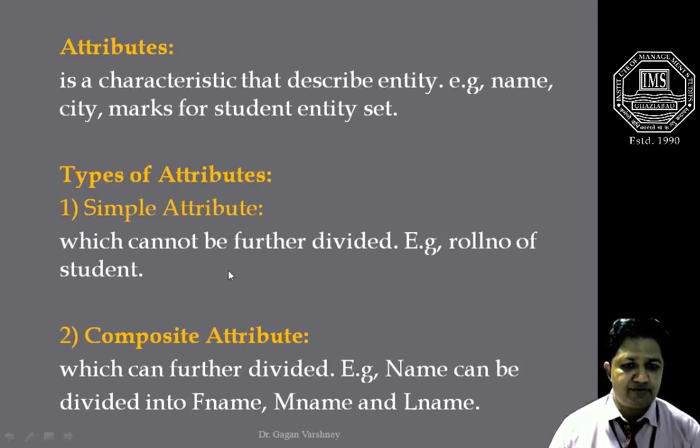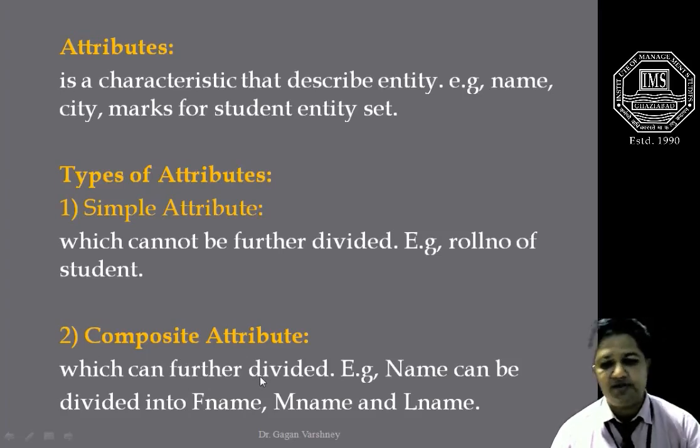Then types of attributes. Number one is the simple attribute. A simple attribute is also known as an atomic attribute, which cannot be further divided. For example, the roll number of a student cannot be further divided, or the enrollment number of a student, which again cannot be further divided. Second is the composite attribute, which can be further divided.